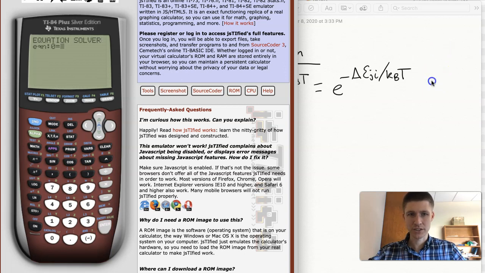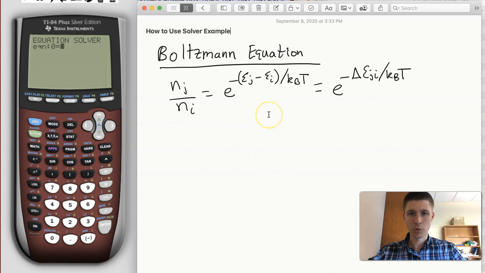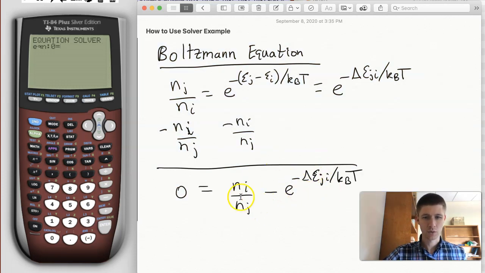First we write the equation. In this case, I'm going to plug in the Boltzmann equation. On some calculators you can plug in both sides of the equation separately. In this one, you need to solve it so that one side equals 0, so we can just move everything over to one side. I have ni over nj there, and I just subtract that from both sides. You should get an equation that looks like this: 0 equals ni over nj minus e to the minus delta Ej over kBT.